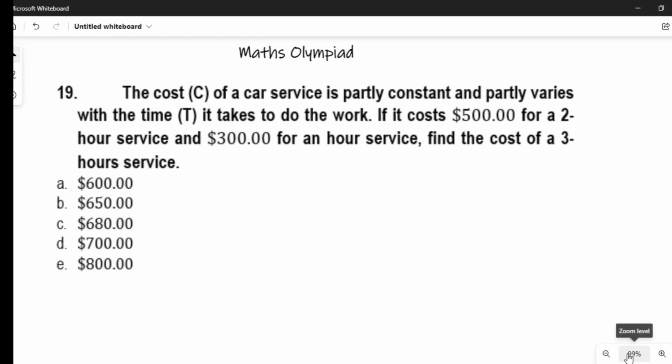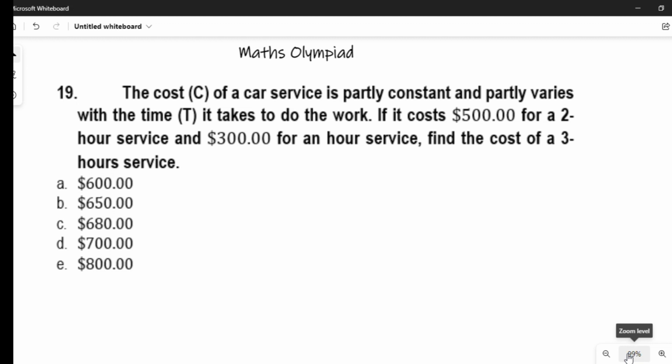The cost of a car service is partly constant and partly varies with the time t it takes to do the work. If it costs $500 for a 2-hour service and $300 for a 1-hour service, find the cost of a 3-hour service.